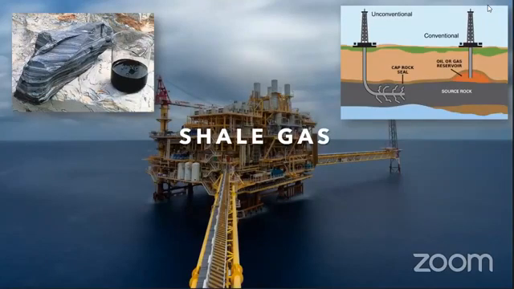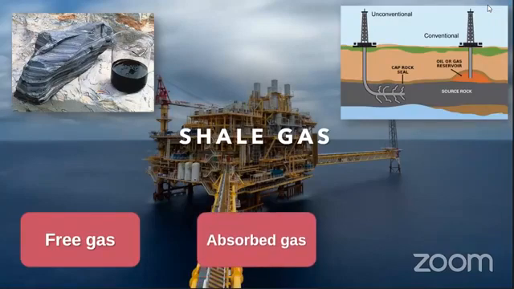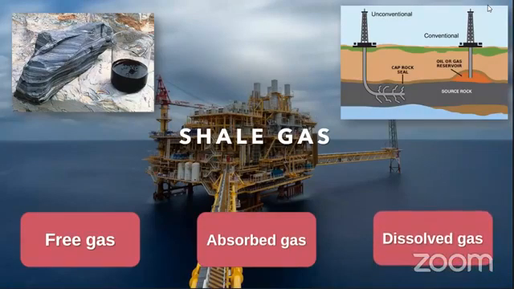Gas is normally stored in three ways in gas shale. First of all, free gas, which is the gas within the rock pores and natural fractures. Adsorbed gas, which is on organic material and clay, and dissolved gas that has been dissolved in the organic materials.